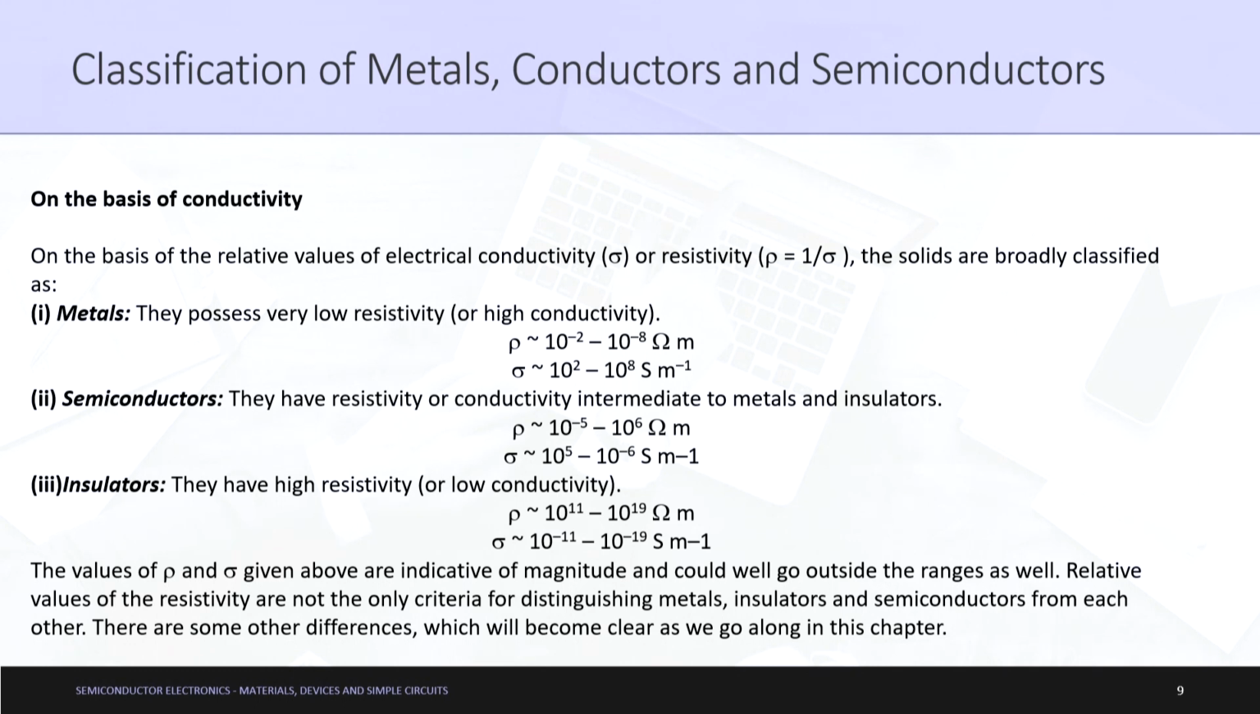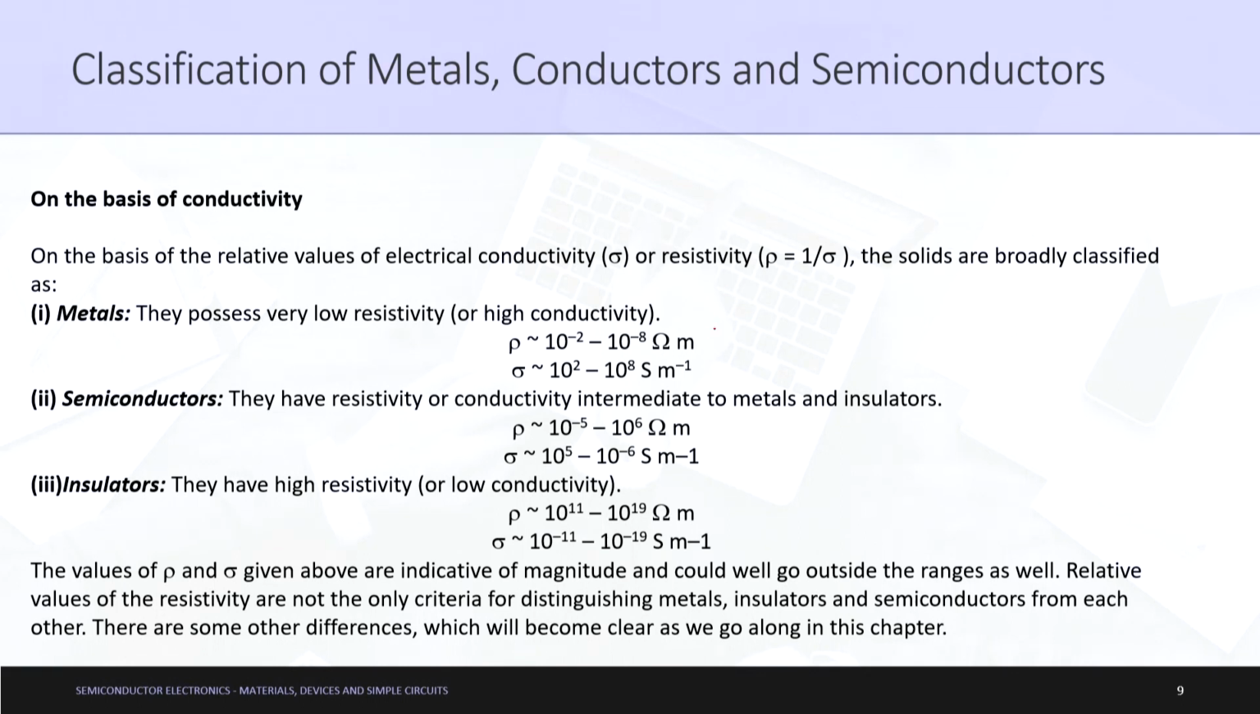This is already known to us: the elements offering the highest conductivity are called metals, then come semiconductors, and then come insulators. As the name suggests, semi means partially conducting, partially not conducting, which is why the name semiconductors is used. Half. Okay. So, they possess very low resistivity or high conductivity.